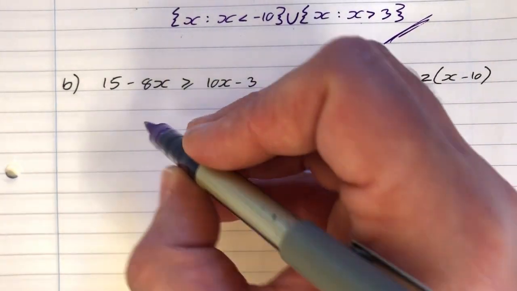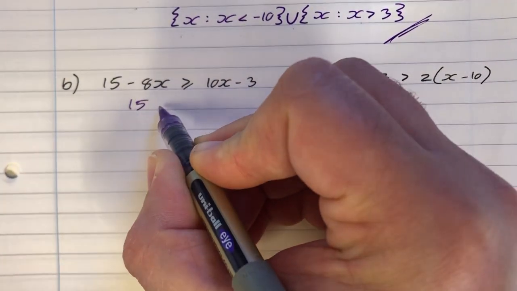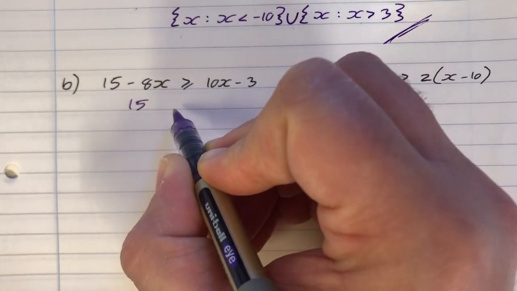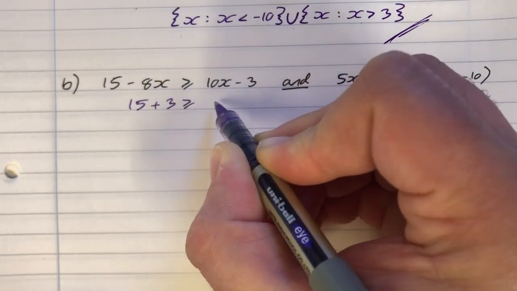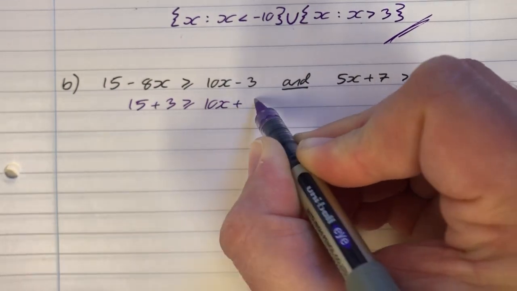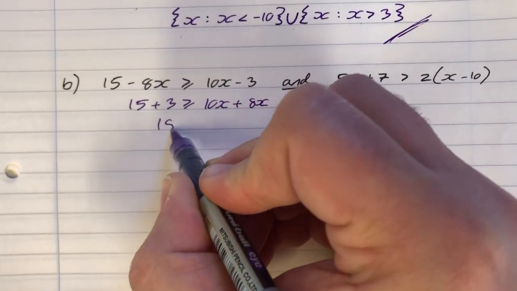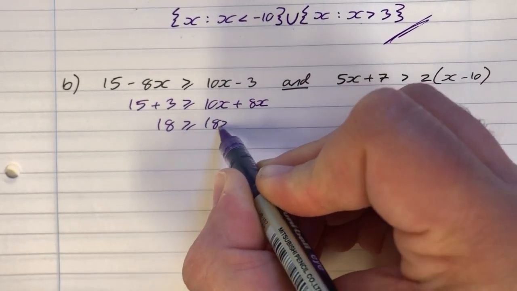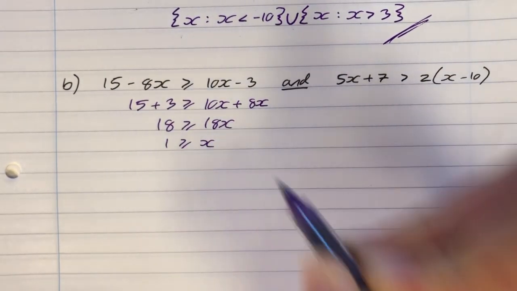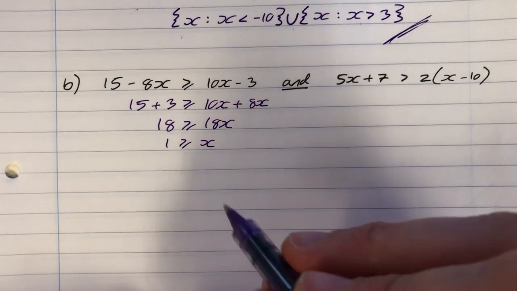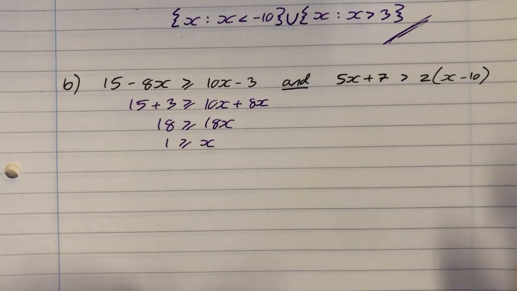Again, treat them separately. So we're going to have 15. I'm going to add 8x this time. So 15 plus 3 is going to be greater than 10x plus 8x. So that's going to be 18 is greater than or equal to 18x. And then divide both sides by 18. And that's okay because 18 is positive. So I get x is less than or equal to 1 on the left.